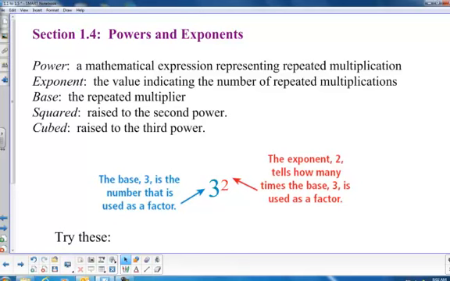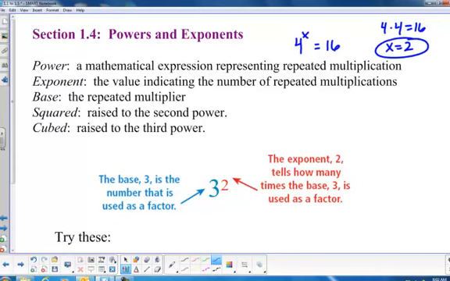Okay, the power is in the exponent. There could be something like 4 to the x. That's a little bit different when the x is in a power. If you have a problem like 4 to the x equals 16, 4 to what power equals 16? Well, 4 times 4 is 16. So that x would be 2. We'll get more into that a little bit later in the year, but we'll do some without x's right now.